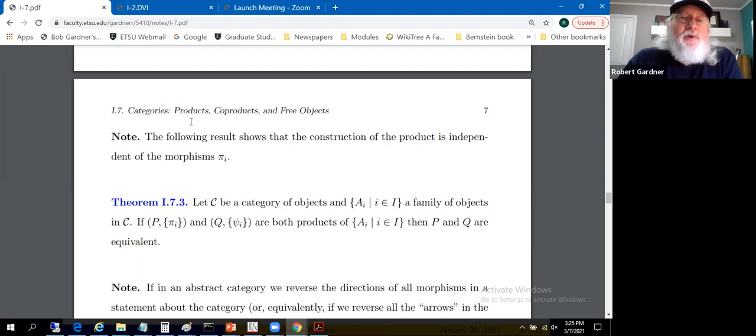We'll use the product stuff when we talk about products of groups in general. The coproduct stuff, I think, arises in that same setting. And free objects lies in our future because, and I think it's in section 1.9, we'll look at free groups.